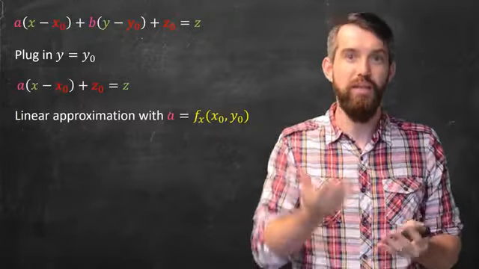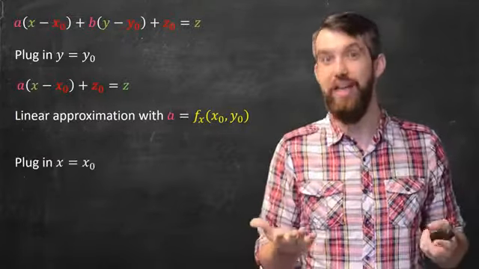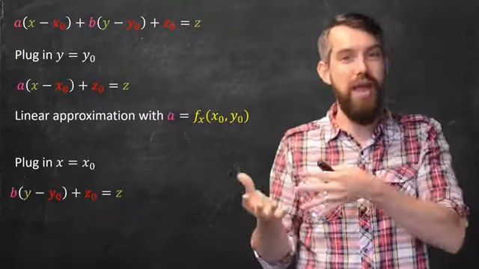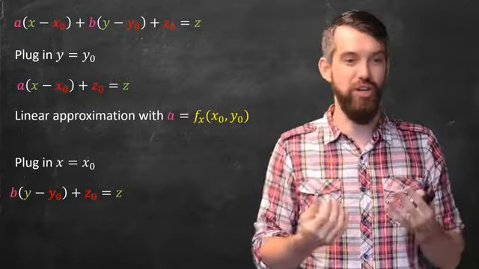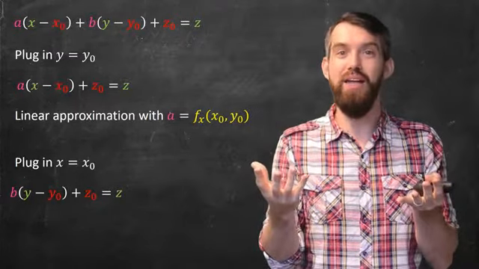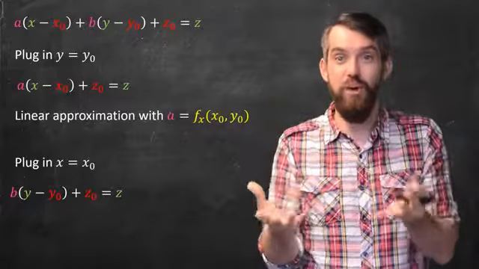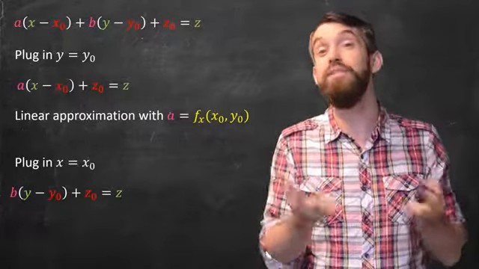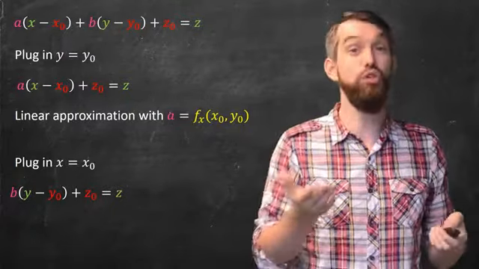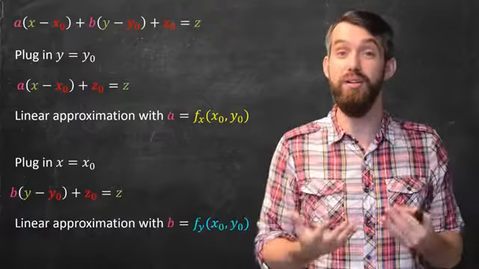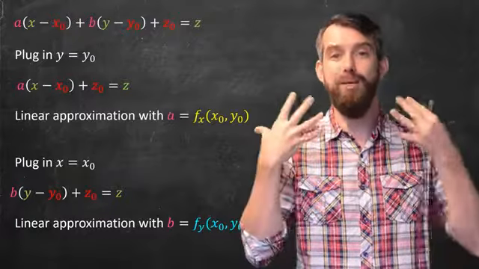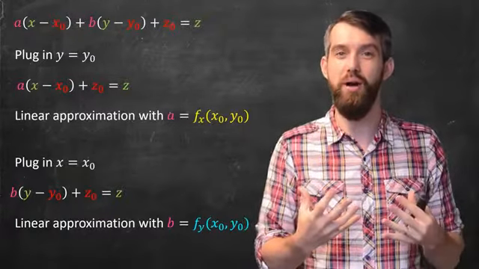This is indeed what single variable calculus would give us for the special single variable function f of x and y naught. Likewise, let's go and plug in x equal to x naught. That gives a different linear equation, b times y minus y naught plus z naught equal to z. Again, I have a single variable function. The z now is only depending on y. And the question about how we find a linear approximation to that single variable function was asked and answered in single variable calculus. The answer was you made the slope of the line the derivative. In this case, it's the derivative with respect to y now. So the linear approximation will be a linear approximation when b is equal to the partial derivative of f with respect to y at the value x naught, y naught.